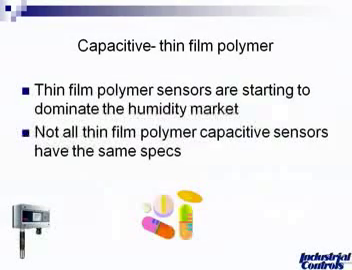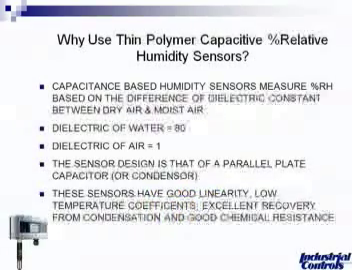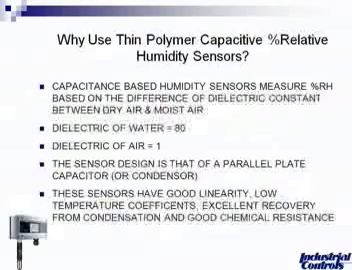The next sensor that is becoming more and more dominant these days is what we call a capacitive thin-film polymer sensor. There's a whole bunch of different types out there, but very few manufacturers have a polymer that demonstrates all the qualities you look for in a relative humidity sensor. Why would you want to use a polymer percent relative humidity? Basically, it is measuring capacitance based on the difference of dielectric between dry air and moist air.